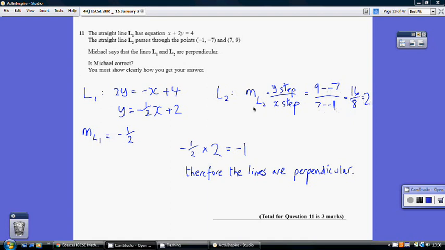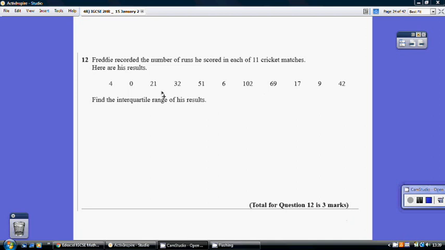Now, because when I multiply these two gradients together, I do indeed get minus 1, I can conclude that therefore the lines are perpendicular. If I got any other number rather than minus 1, I would conclude that they are not perpendicular.